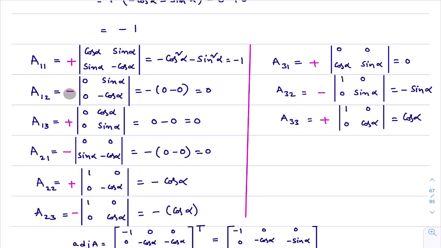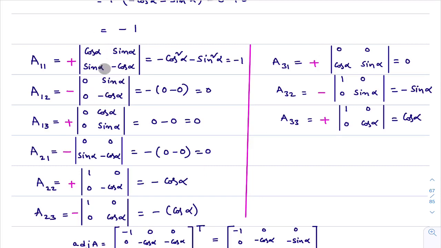Now you just write alternate symbols. I already explained why to write alternate symbols. 1 plus 1, even number means plus. 1 plus 2, odd number means minus. 1 plus 3, even number means plus. 2 plus 1, odd number means minus. Or else simply write plus minus plus, minus plus minus, plus minus plus. Alternate symbols start with plus.